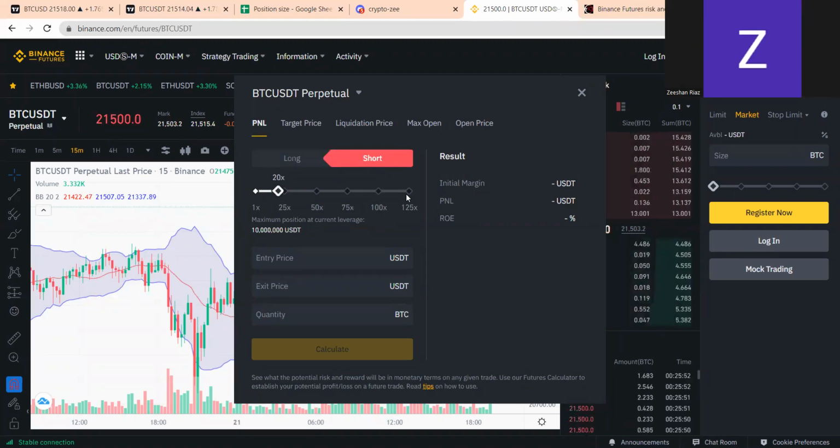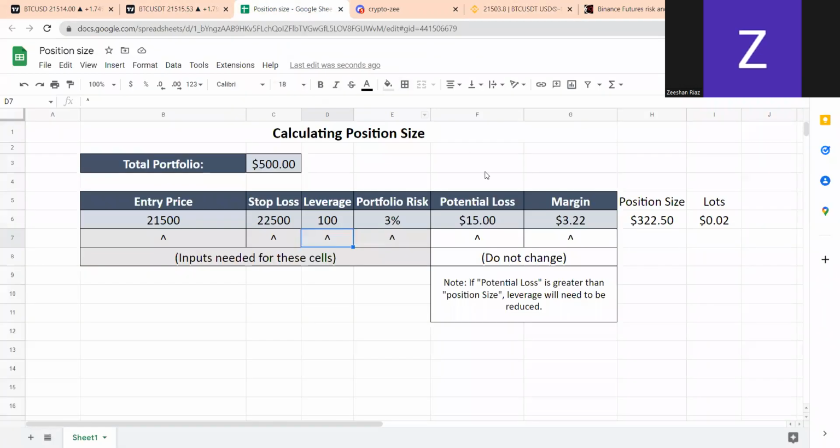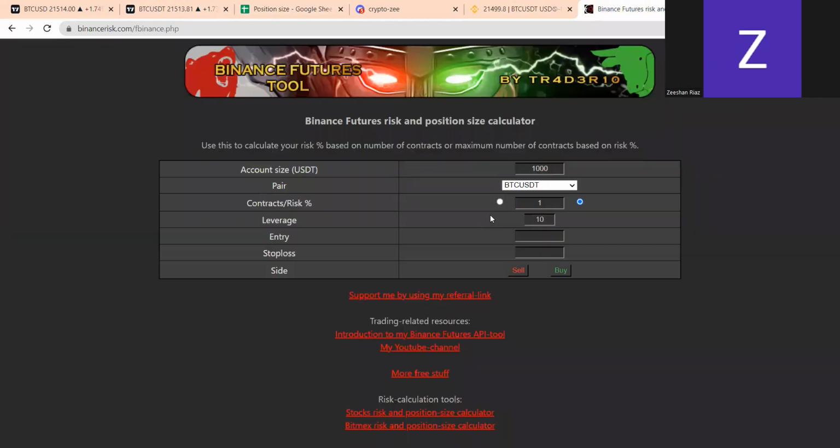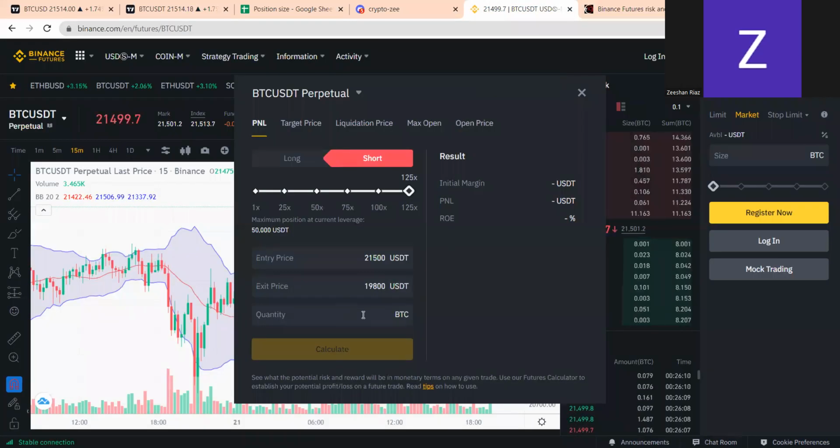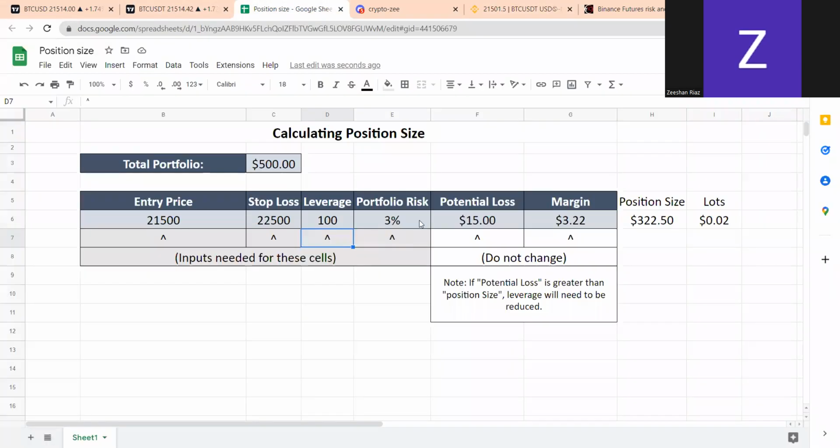So it doesn't matter. Let's do this. 125, 21,500 is our entry. Exit price, let's say I'm hoping for 19,800. And the quantity it shows here, what was it? 0.02 BTC with that percent risk. So let's do that, 0.02. Your initial margin is 3.44. You will be getting $34 if you're doing this trade, and the loss is 15.